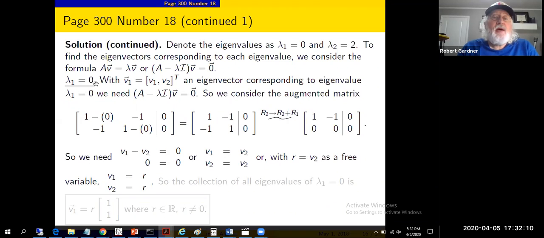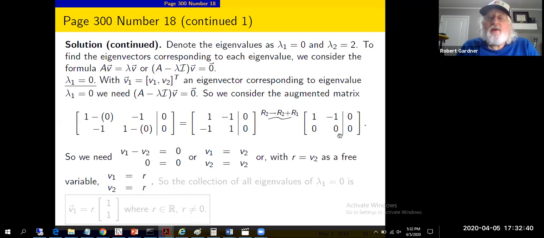Lambda 1 equals 0. We'll take the corresponding eigenvector, this vector v1 with the usual components. We'll consider A minus lambda I times v equals 0 as a system of equations. With lambda 0, we subtract zeros along the diagonal. Of course, that doesn't change anything. We're actually finding the null space for matrix A in this one. Okay, so do your row operations.